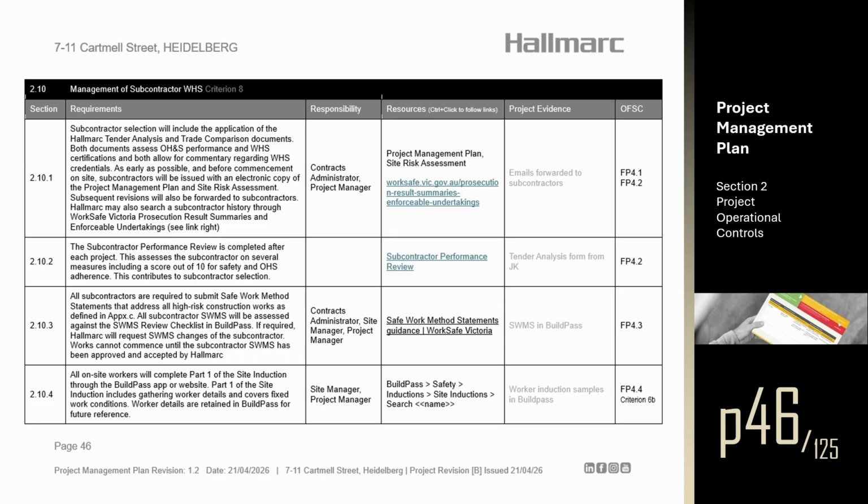Section 2.10.2. The subcontractor performance review is completed after each project. This assesses the subcontractor on several measures, including a score out of 10 for safety and OHS adherence. This contributes to subcontractor selection.